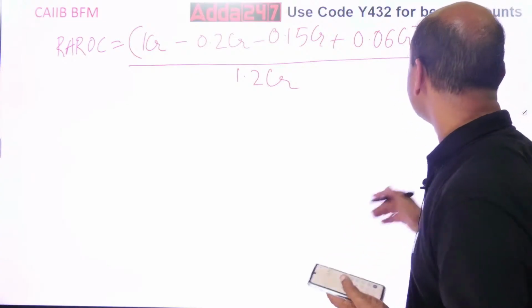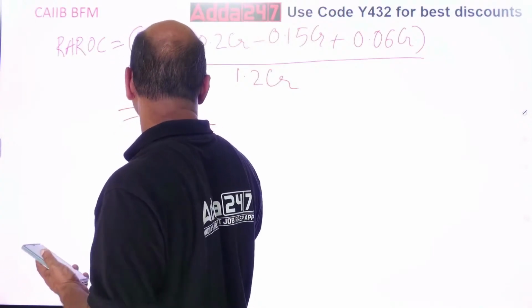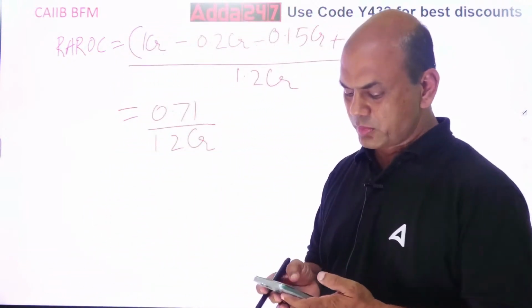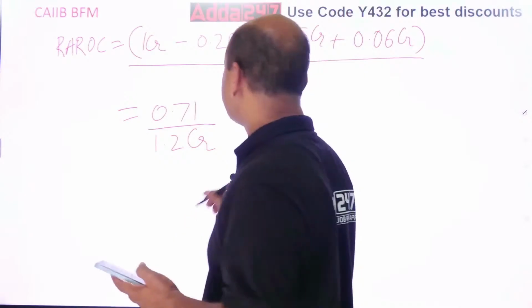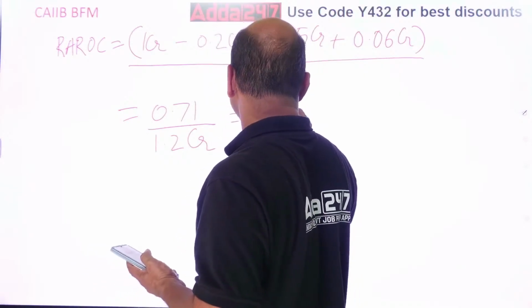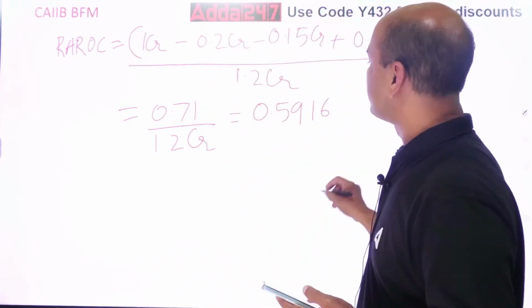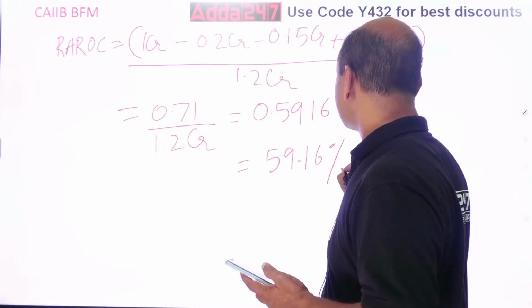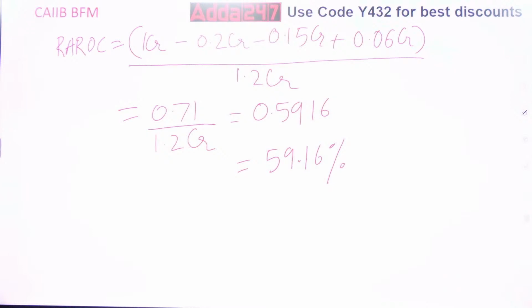0.71 divided by, see, I'll write it down. So REROC equals 0.71 upon 1.2 CR. Both are in CR, so 1.2. So you're getting it as 0.5916. So in percentage it will be 59.16%. This is your REROC. Very, very, very important term, REROC.